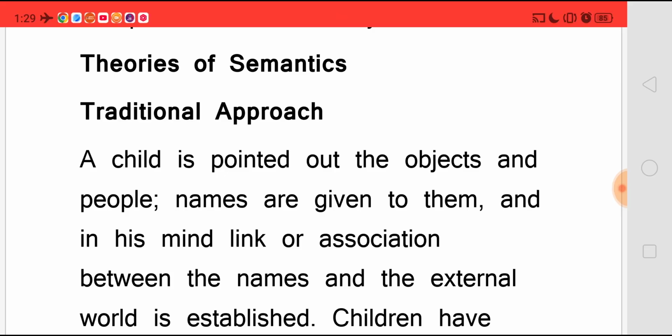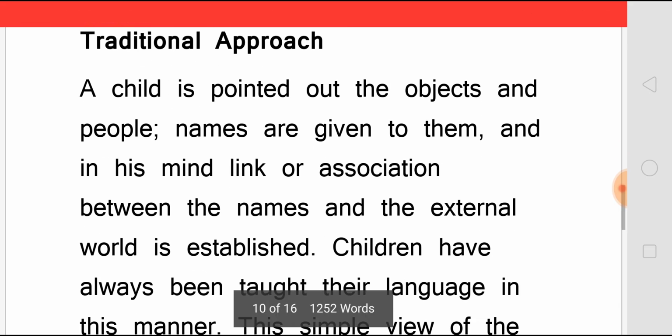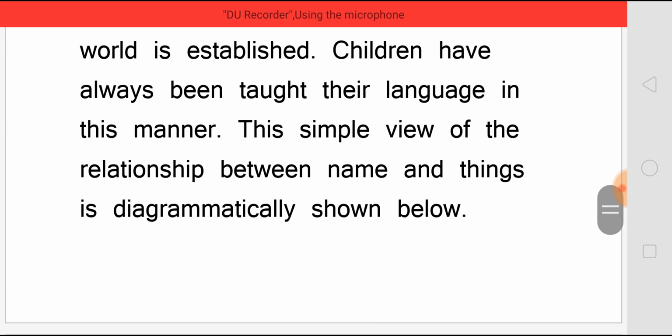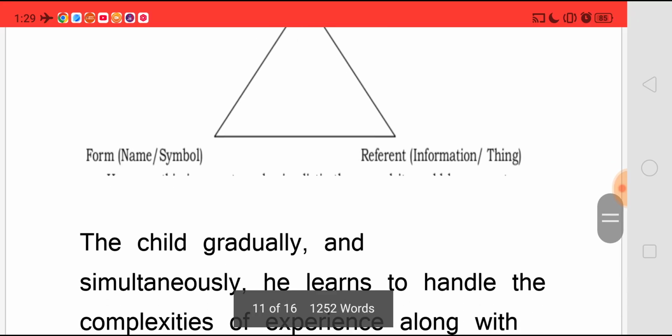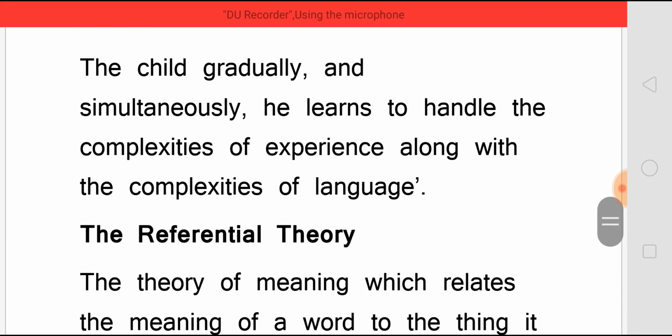A child is pointed to the objects and people and names are given to them, and in his mind a link or association between the names and the external world is established. Children have always been taught the language in this manner. This simple view of the relationship between name and things is diagrammatically shown below like this. And the child gradually and simultaneously learns to handle the complexities of experience along with the complexities of language.